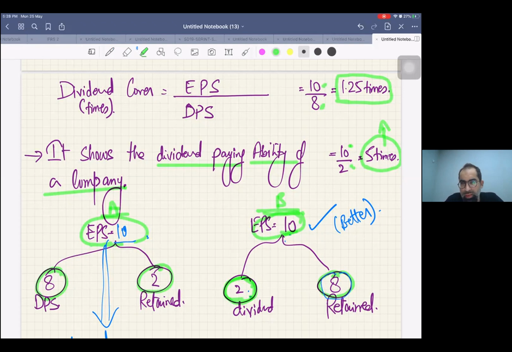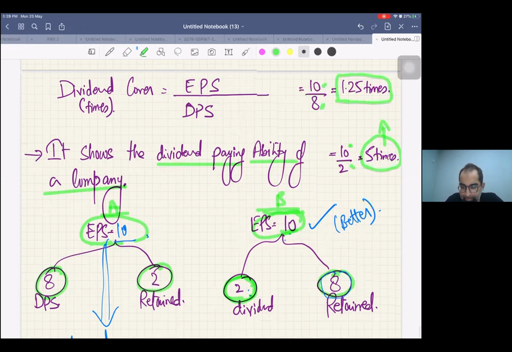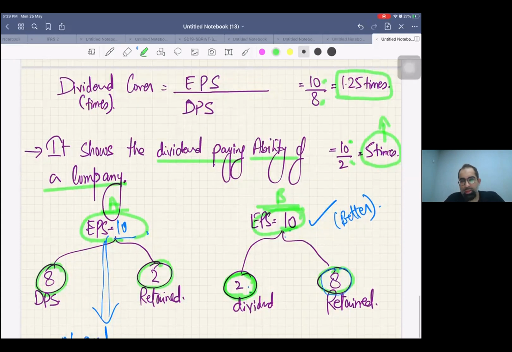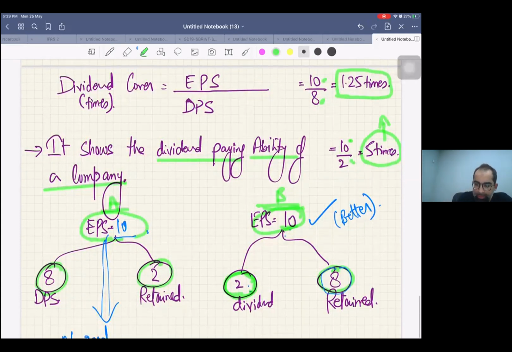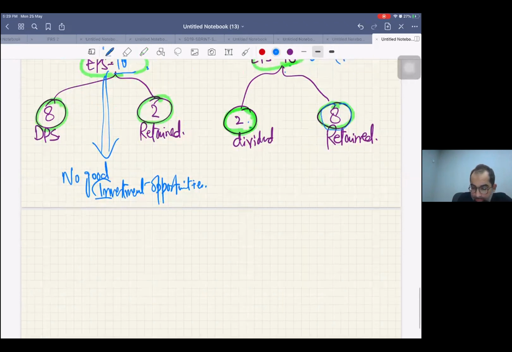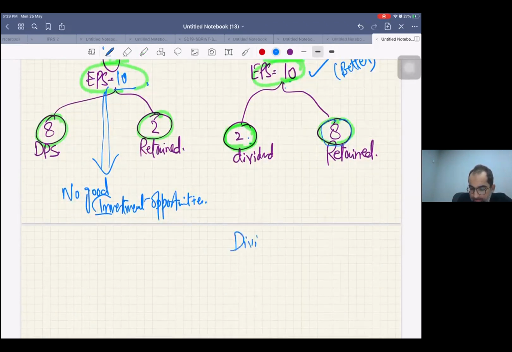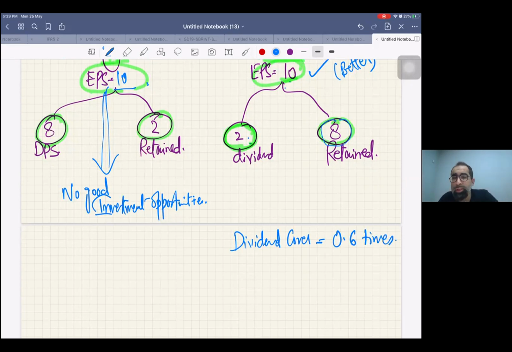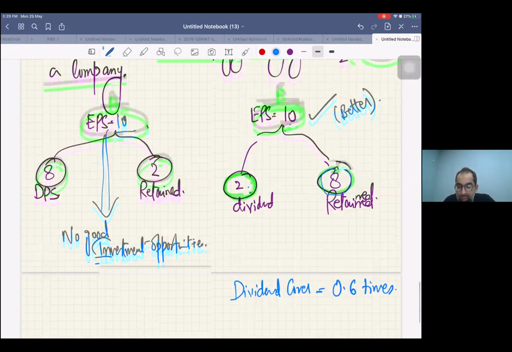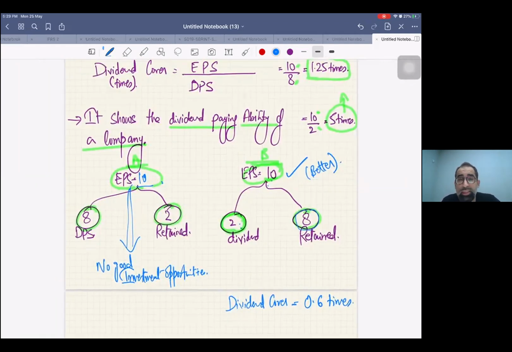Now wait, I have a quiz. What if there is a company with a dividend cover of 0.6 times? This may come in any exam. 0.6 times means less than 1 times. What does this indicate? Think over it. I'm giving you 20 seconds. What do you mean by dividend cover 0.6 times?